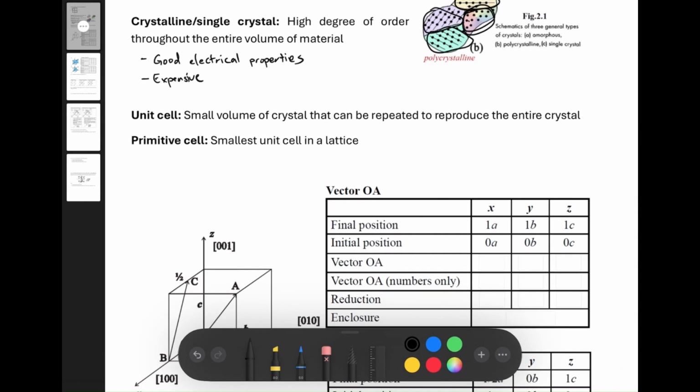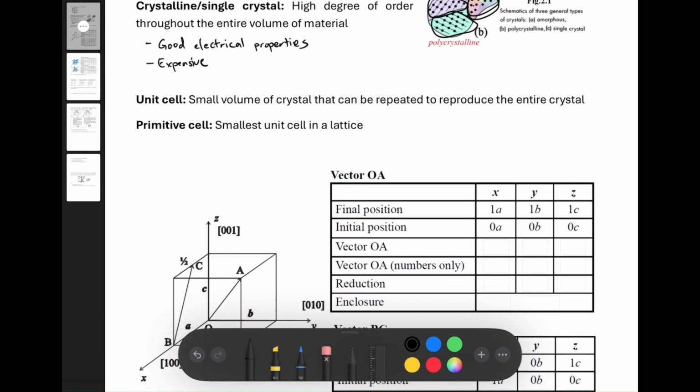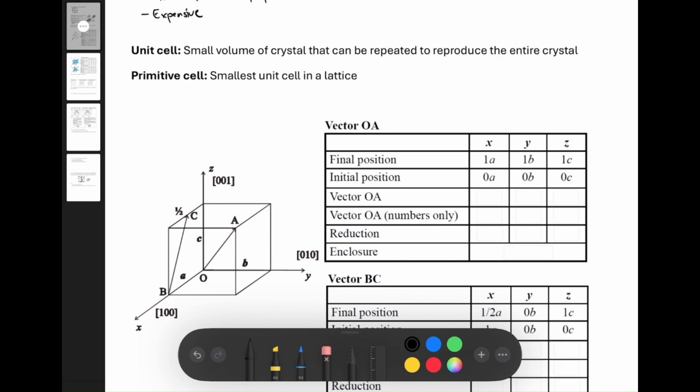A unit cell is a small volume of crystal that can be repeated to reproduce the entire crystal of the material. The entire crystal is obviously very, very big, and it's not very meaningful to analyze the whole crystal at once. So we look at a small cell, a unit cell, and often a primitive cell, which is the smallest unit cell in a lattice.